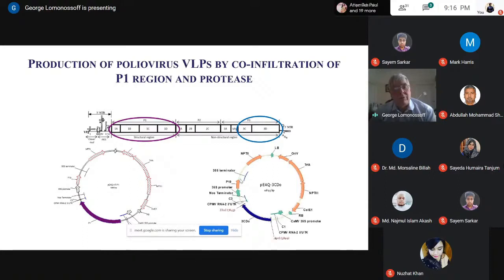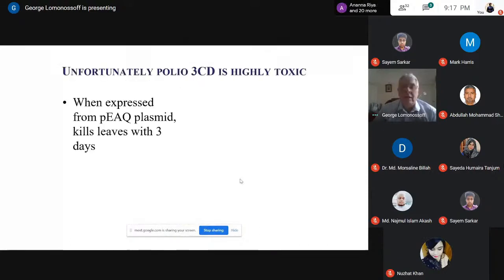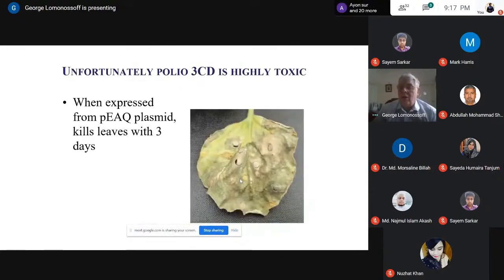And what happens if you use these and then co-integrate them into plants in the normal manner? You kill the leaves, which isn't what you want, because that's where you rediscover the fact that 3CD, the protease, is actually highly toxic. And that's not just in plants, that's in lots of systems. So you're not going to get much out of those kind of leaves.